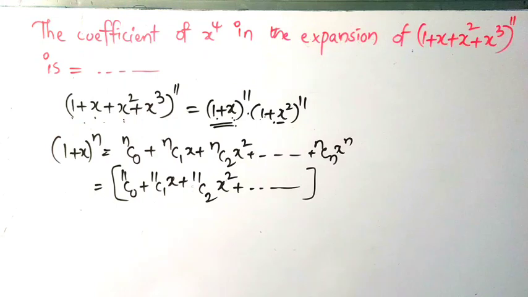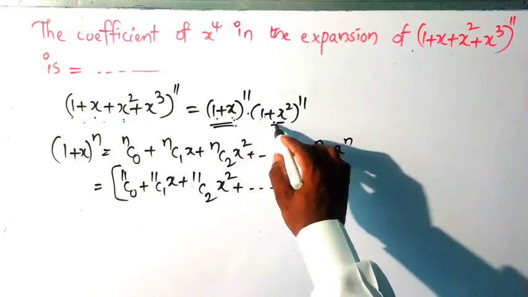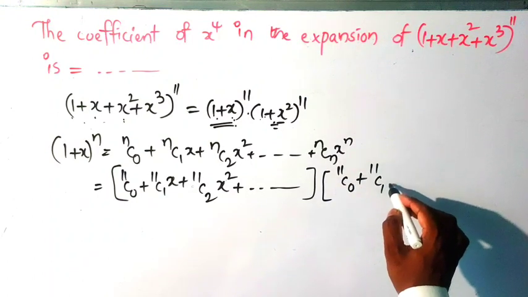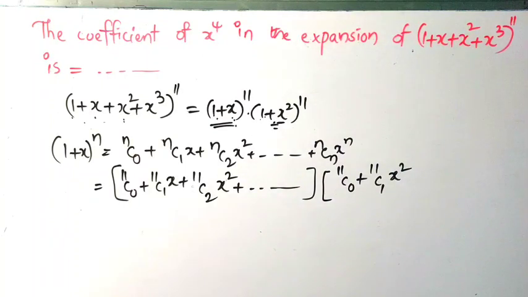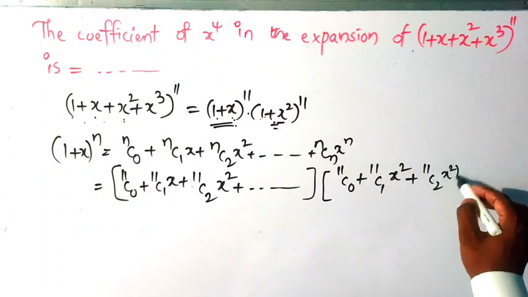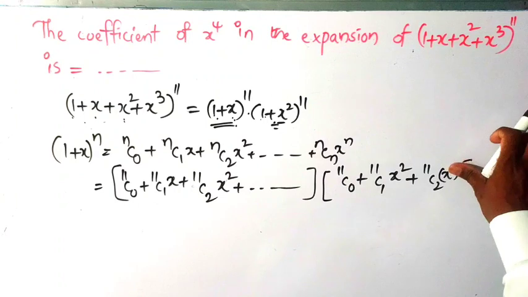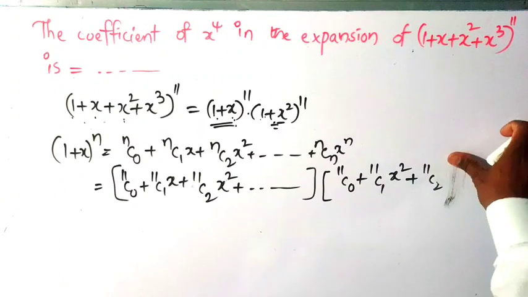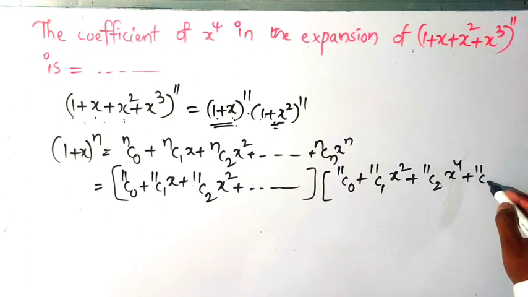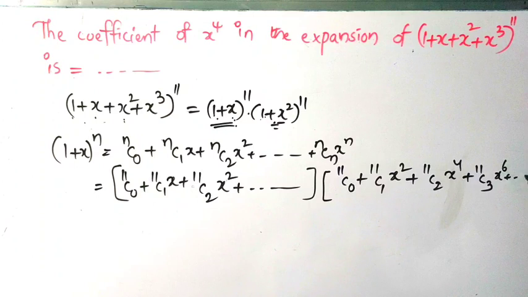Next, this expansion I will write here. Again 11C0 + 11C1 x² we get here, so it begins with x². 11C2 (x²) whole power of 2, that is x power of 4, we get here. 11C3 (x²) whole power of 3, that is x power of 6, and so on. Then we find the x power of 4 coefficient.